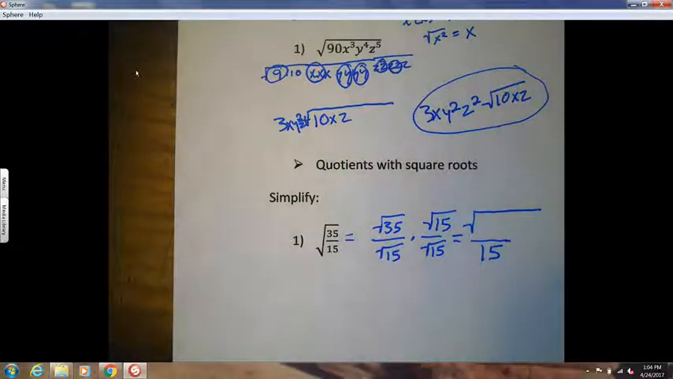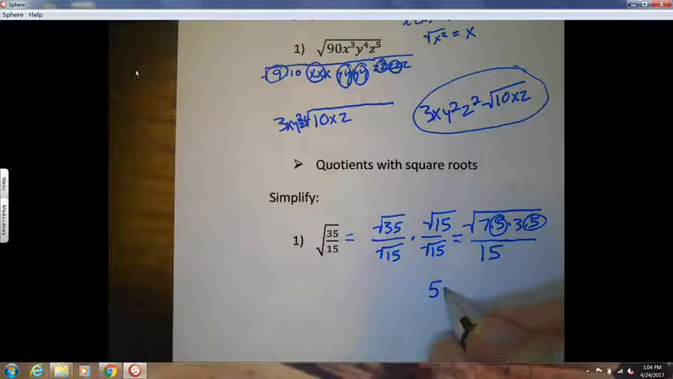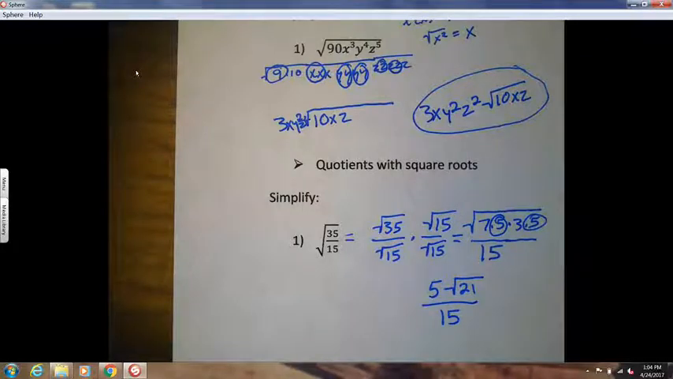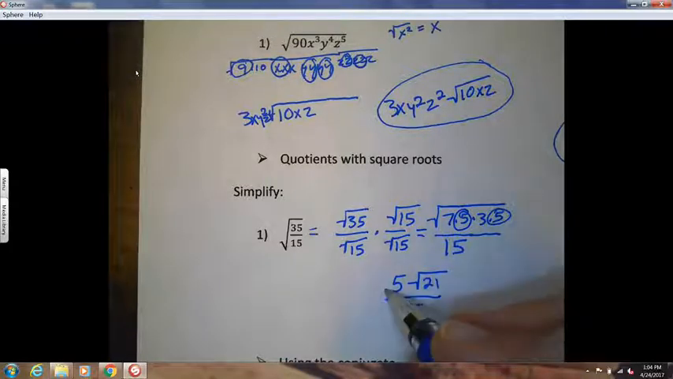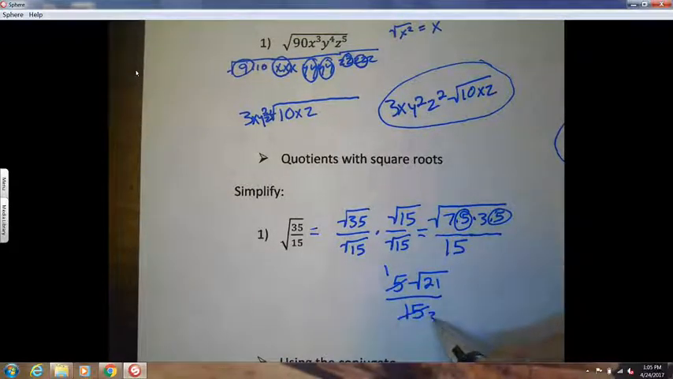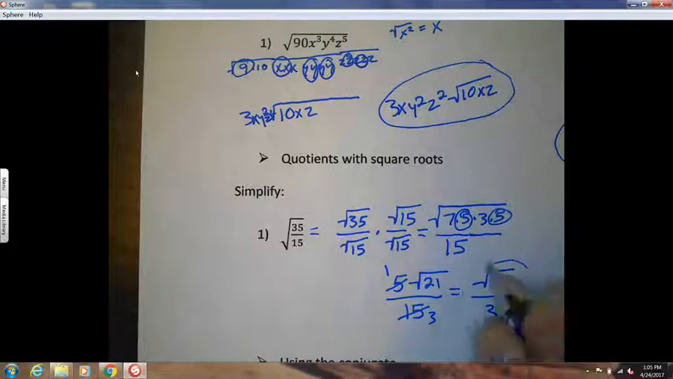So 35 is 7 times 5, and then 15 is 3 times 5. So here I have a pair of 5s. So I have 5 times the square root of 21 over 15. Because a pair of 5s came out here. And I can still reduce it even more, because 5 and 15 are both divisible by 5. So 5 goes into here once, and into here 3 times. So square root of 21 over 3.